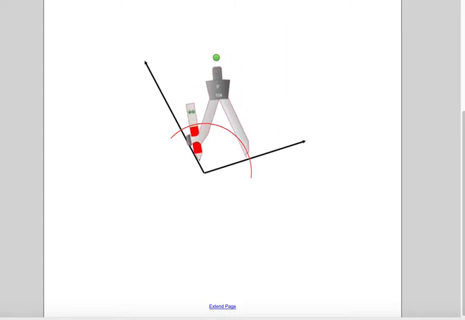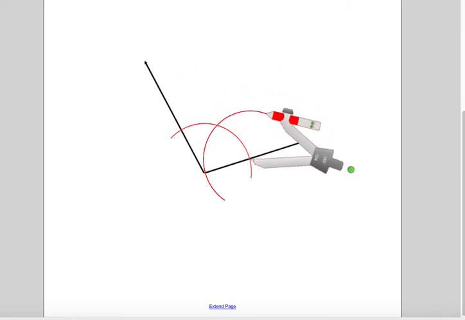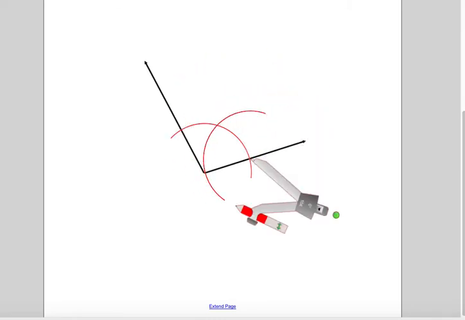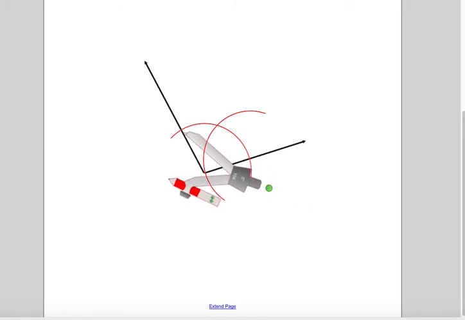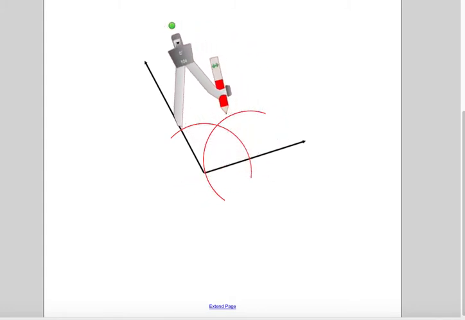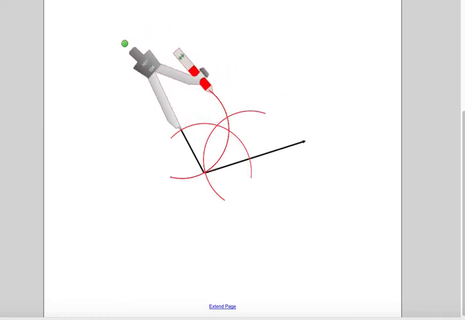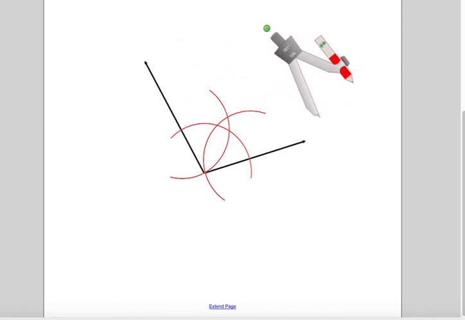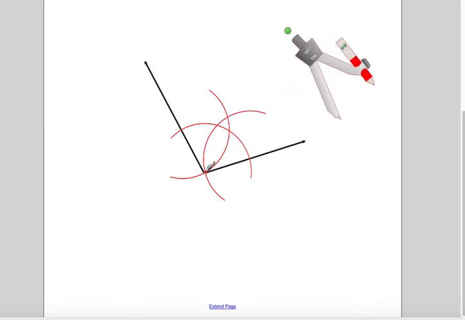Now, using the same opening, going from where it's hitting this side of the angle, making a half circle. Going to the other one, the original arc where it was hitting the other side of the angle, making another sort of half circle. And then where these arcs are intersecting is where you will connect the dots with your bisecting ray.